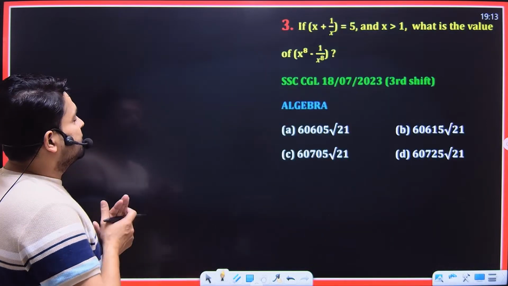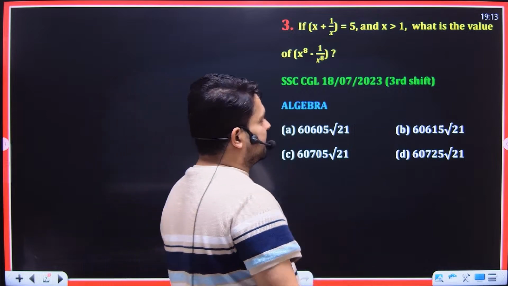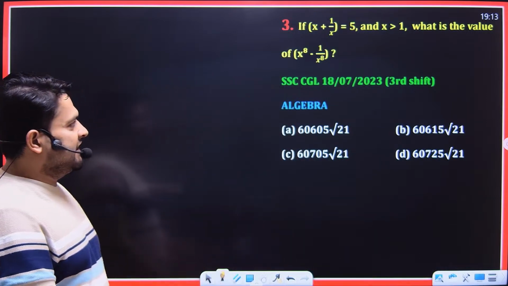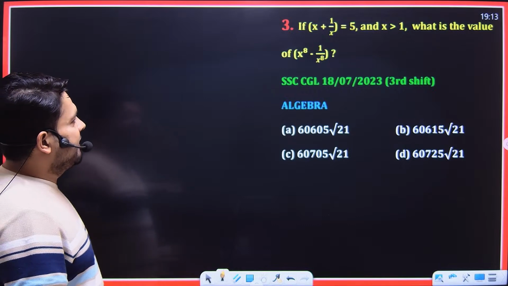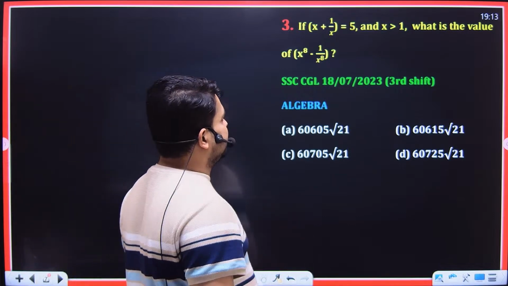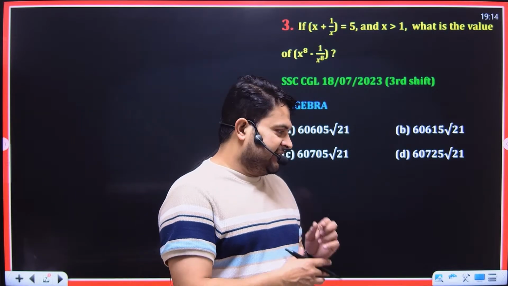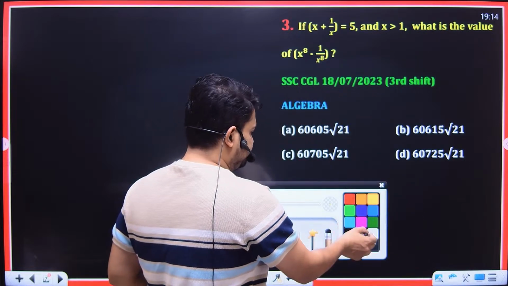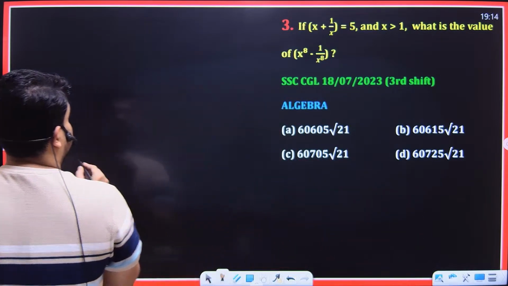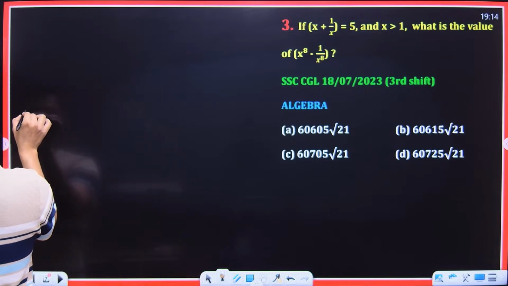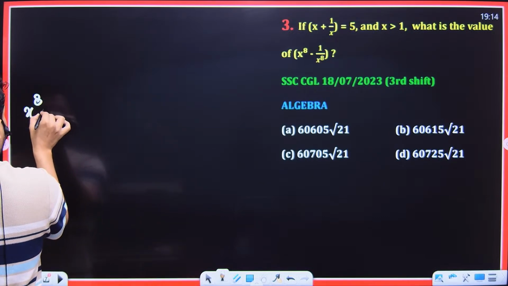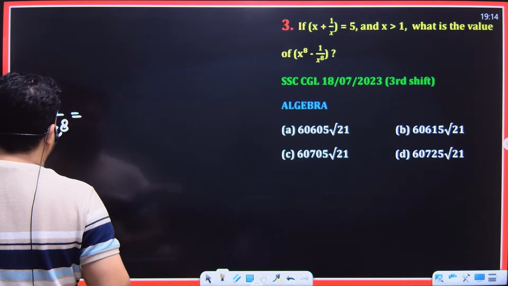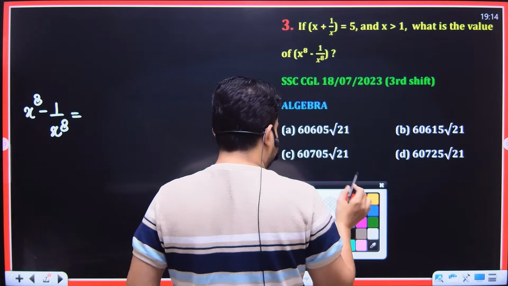Next question number 3. This question is of algebra. We have x plus 1 upon x is equal to 5 and x is greater than 1. What is the value of x to the power 8 minus 1 upon x to the power 8? So we have x plus 1 upon x. I have to calculate x to the power 8 minus 1 upon x to the power 8. The question is calculative, but we will solve it with a certain technique.